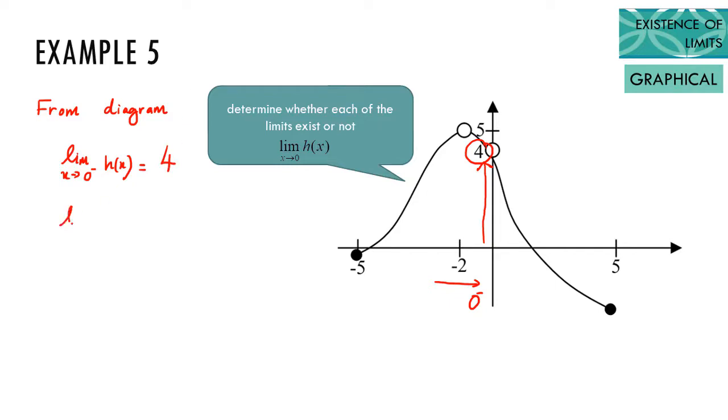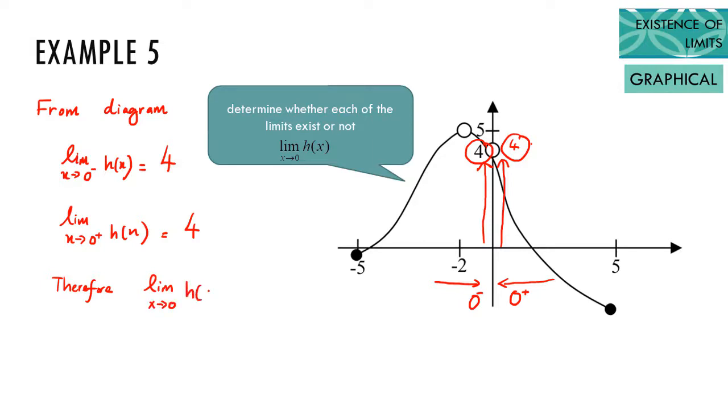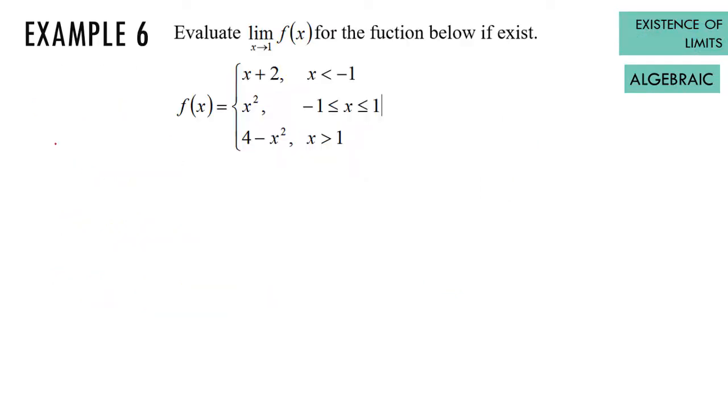Same goes for the right side. We focus on the right side of the curve when x approaches 0. From the curve, we also get that when x approaches 0 from the right side, the function also stops at y equal to 4. So what is the conclusion? Yes, that's right. You will find that the limit exists with the value equal to 4. These three examples are the graphical method in evaluating limits. Let us proceed to the last example.